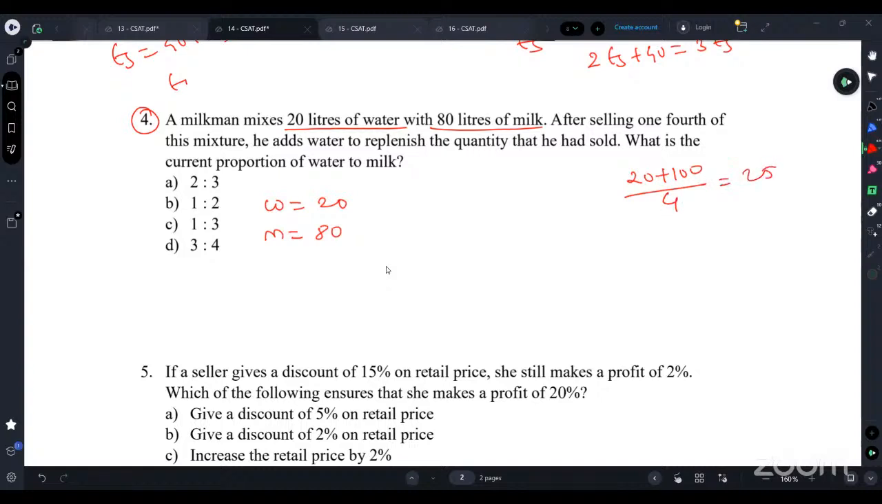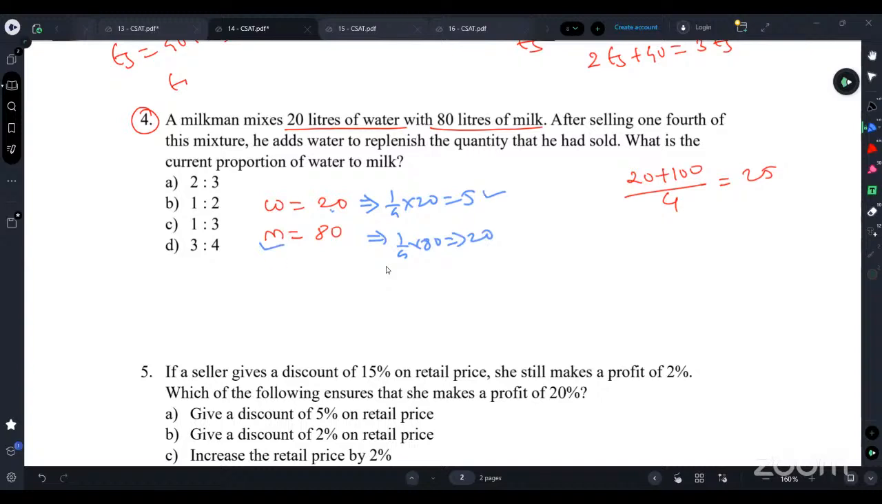So what will happen? One fourth of the water will be sold, right? So what will be one fourth of this? It will be one fourth of 20, that will be 5 liters. And one fourth of this 80 will be 20 liters, right? So 20 liters of milk has been sold and 5 liters of water has been sold.